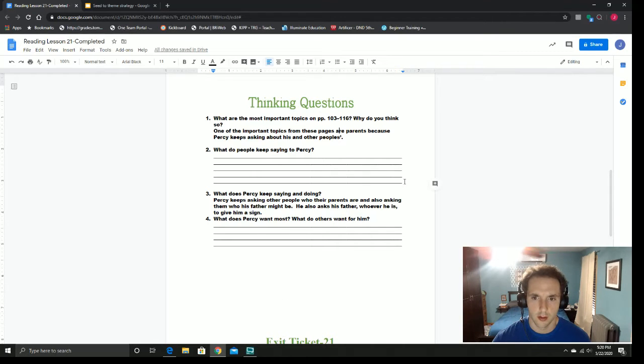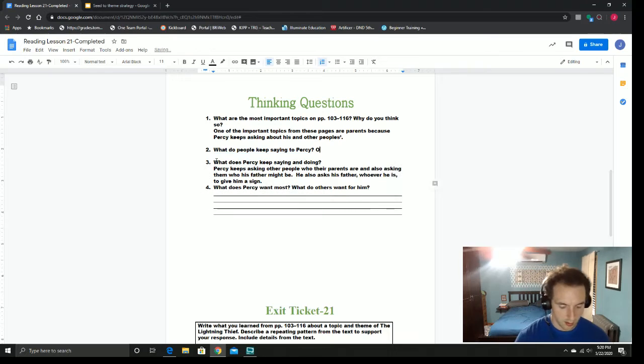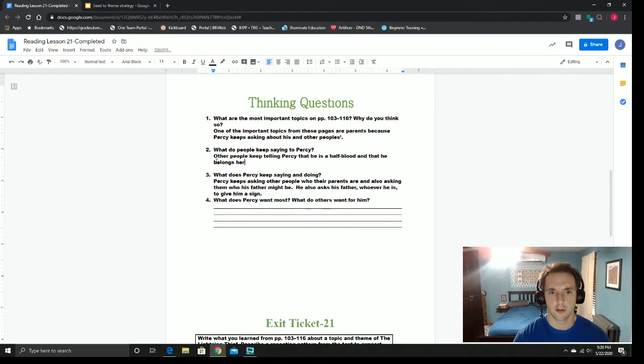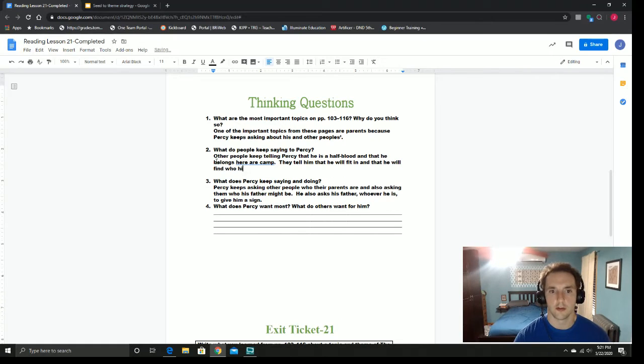So other people keep telling Percy that he is a half-blood and that he belongs here at camp. They tell him that he will fit in and that he will find who his father is and what he is good at.